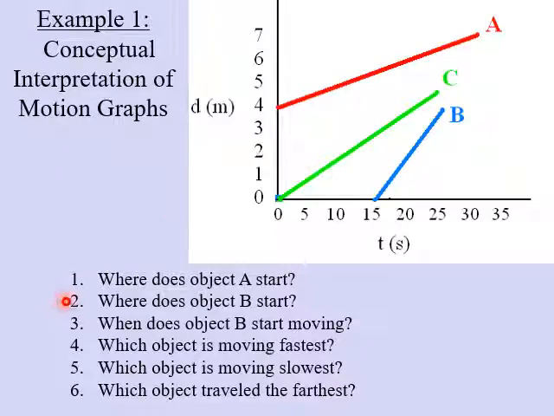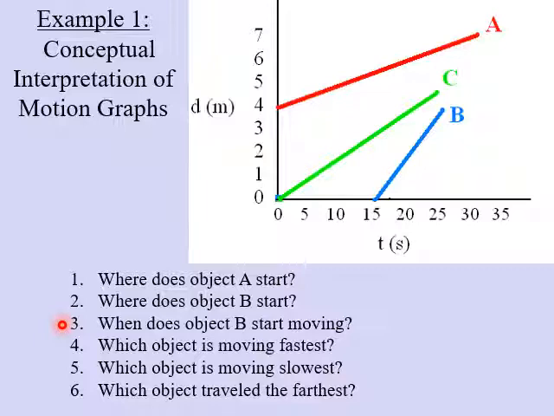Question number 2 is, where does object B start? So again, pause the video and see if you can answer this question. Well, object B, here's the curve. The blue line represents object B. And notice the question is, where does it start? Well, we have to read this across the graph here, and we can see that object B actually starts at 0 meters.